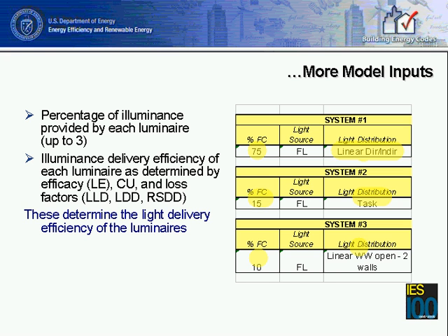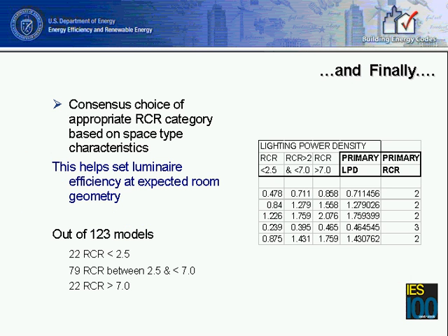And for each of these luminaires, the efficacy, light loss, coefficient of utilization, and all these light loss factors are incorporated in each of the 3 luminaire types. And we determine the light delivery efficiency of luminaires, which directly drives the lighting power density, or watts per square foot, that's allowed in the actual models and therefore in the standards themselves.